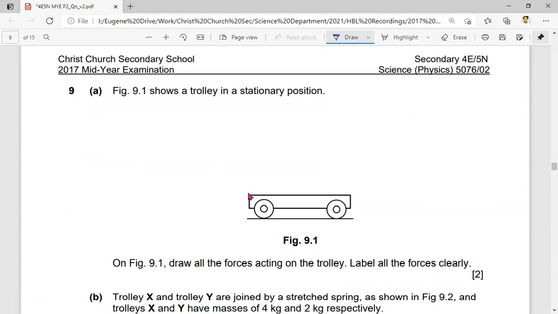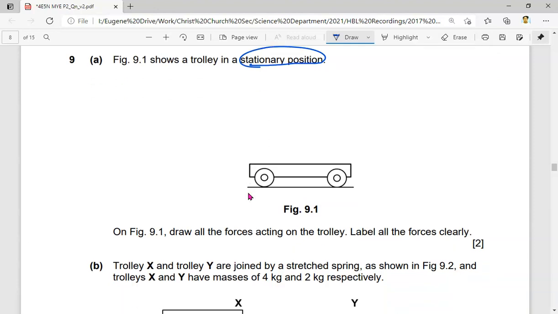Okay, question 9. Figure 9.1 shows a trolley in a stationary position. So stationary, not moving. Draw all the forces acting on the trolley. Now, this is the question where some of you say friction. Do you know it's a stationary position? So there's no friction experienced, because it is not moving. Take note, friction is a force that opposes motion. Right now, there's no movement here, hence we do not need to talk about friction.